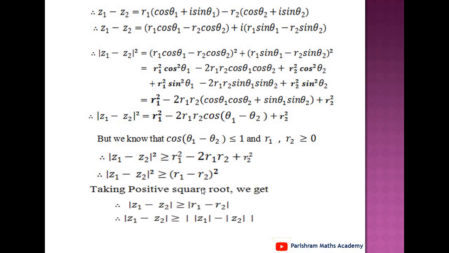Taking the positive square root, we get mod of z1 minus z2 greater than equal to mod of r1 minus r2. We can take only the positive root, that is mod of r1 minus r2. But r1 is same as mod of z1, r2 is same as mod of z2. Therefore mod of z1 minus z2 greater than equal to mod of z1 minus mod of z2. This is the second property of complex numbers.